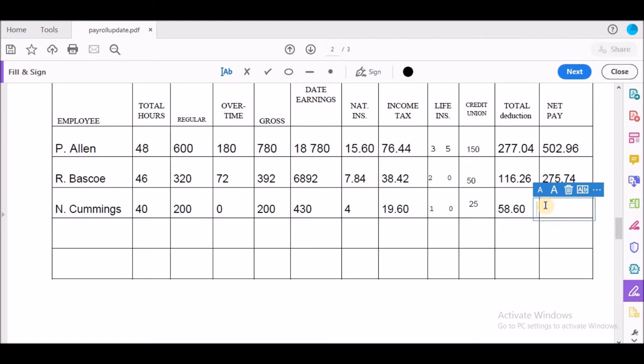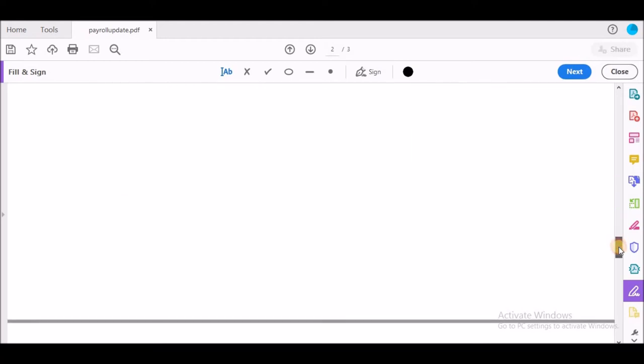Cummings. So Cummings is $200. Minus $58.60, and we're left with $141.40. So these would be what each person takes home at the end of the week. Good. All right, moving on.